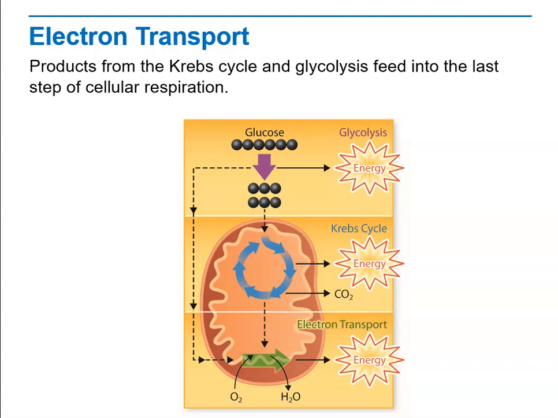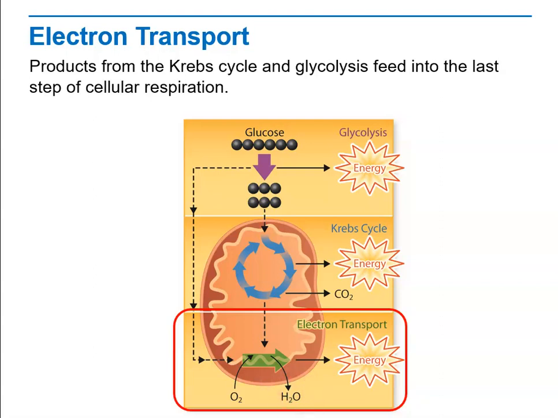Electron transport is the third stage of cellular respiration. The arrows show the products of glycolysis and the Krebs cycle feeding into the electron transport stage. What are the overall products of the electron transport stage? We see energy and water.